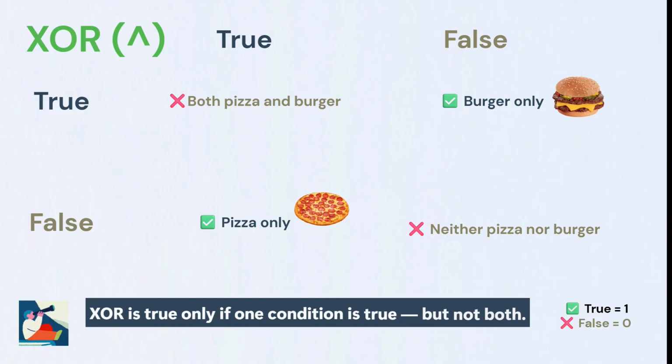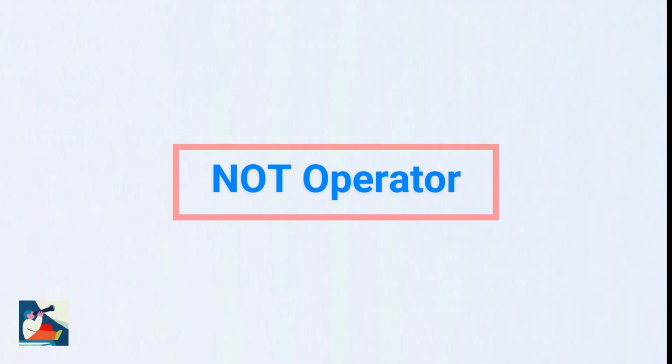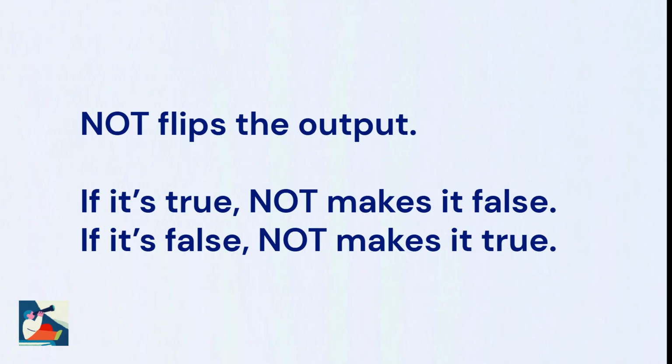So remember, XOR gets true only if one condition is true, but not both. Now let's look at the NOT operator. The NOT operator flips the truth or output. It means if it's true, NOT makes it false. If it's false, NOT makes it true. Simply reverse the Boolean value.